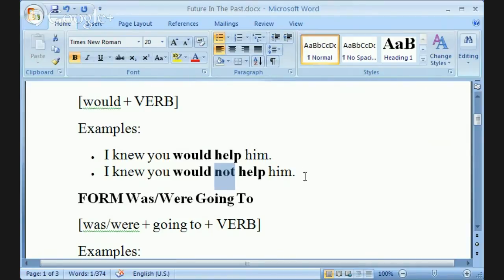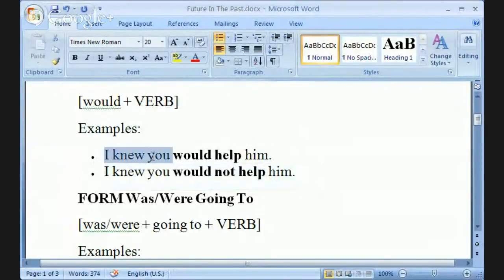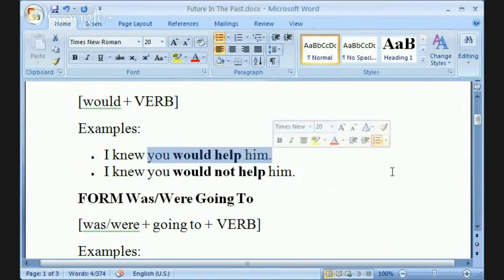Also worth noting in the second example here, you'd probably often say, I knew you wouldn't help him. In speaking, frankly, if we have the choice to use a contraction, we're going to use it. And it is perfectly okay to use contractions even in more formal speech occasions. It's perfectly normal to use contractions. Okay, and obviously we can see I knew, past tense. You would help him. You would do something. We use would to express future. So thus we have the future in the past.